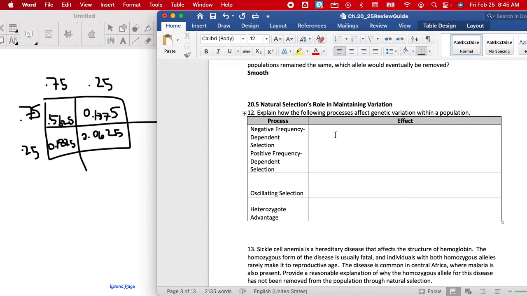So long ago. Okay, explain how the following processes affect genetic variation within a population. Negative frequency dependence selection, actually all of these are on pages 409 through 410. So what's the effect of negative frequency dependence? Rare phenotypes become more common. Yeah, rare phenotypes are favored. Favored means more common.